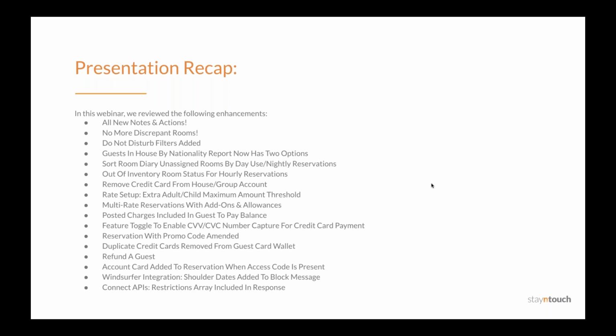allowances, posted charges included in guest to pay balance, the feature toggle to enable CVV or CVC number capture for credit card payment, reservations with promo code amended, duplicate credit cards removed from the guest card wallet, how to refund a guest, the account card added to the reservation when access code is present, shoulder dates added to block messages for the Windsurfer integration, and restrictions array included in response for our Connect APIs.